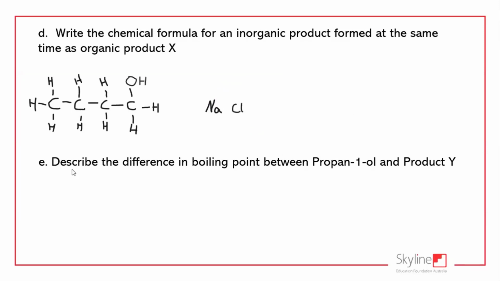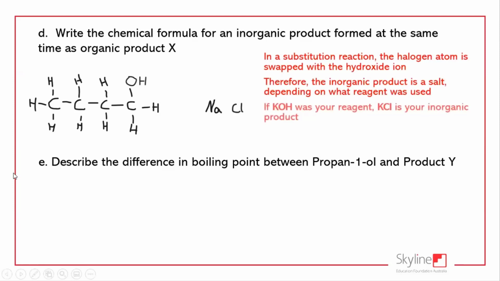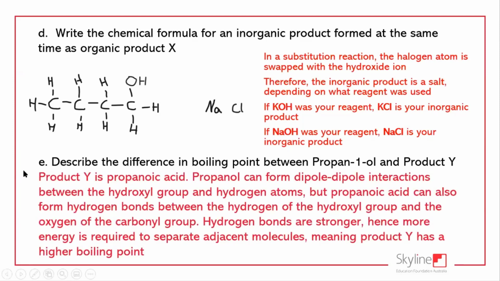Now, finally, describe the difference in boiling point between propan-1-ol and product Y. Well, let's go through this. Product Y is propanoic acid. Propanol can form dipole-dipole interactions between the hydroxyl group and hydrogen atoms. But propanoic acid can also form hydrogen bonds between the hydrogen of the hydroxyl group and the oxygen of the carbonyl group. That's the C double bond O. Hydrogen bonds are stronger than dipole-dipole interactions, hence more energy is required to separate adjacent molecules, meaning product Y has a higher boiling point than propan-1-ol.